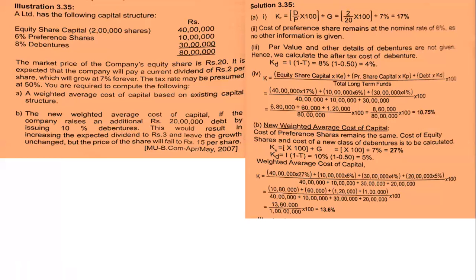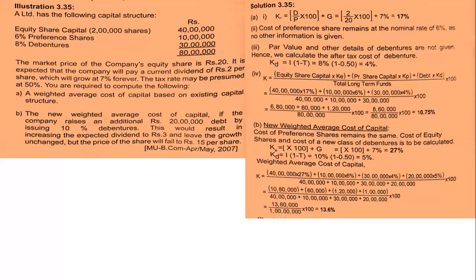First, for preference shares and debentures, we have to calculate the cost of preference shares and the cost of debentures. In the case of cost of preference shares, there is no need of calculating the effect of tax, because preference shares are not affected by tax. In the case of debentures, we are supposed to calculate the effect of tax. Okay, we have to apply the tax rate. Fine, we'll go step by step.